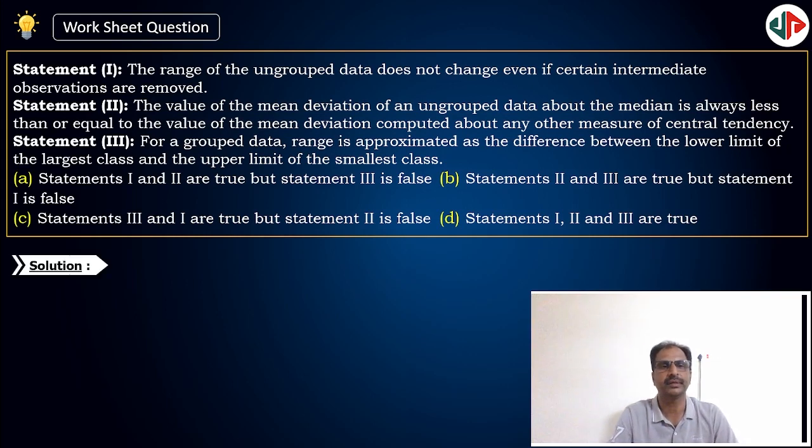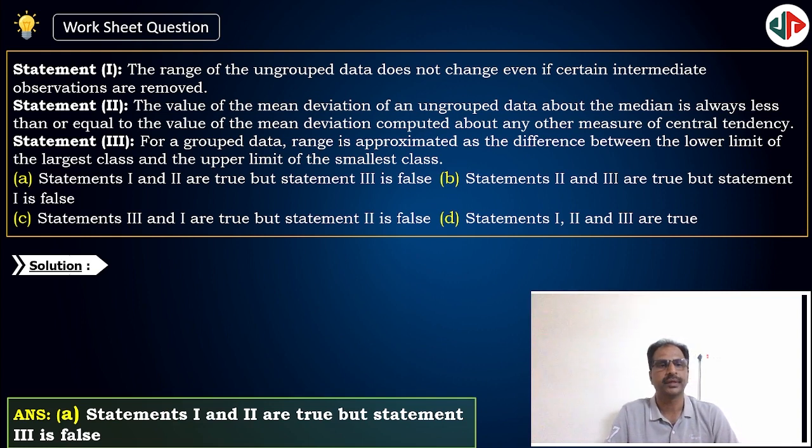Now this is a theoretical question. Statement 1: The range of ungrouped data doesn't change even if certain intermediate observations are removed. Correct, because range is the difference between the maximum and minimum value. It doesn't depend upon the intermediate values. So the first statement is correct.